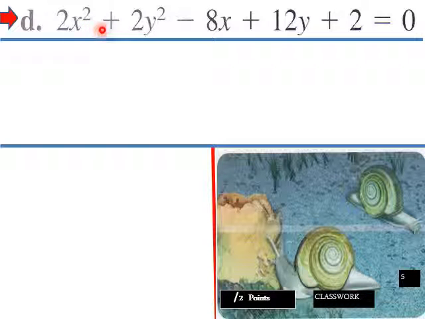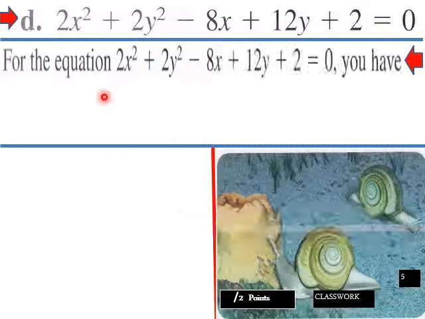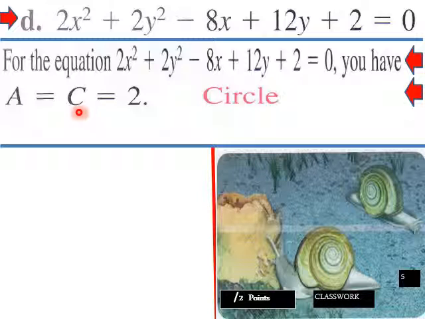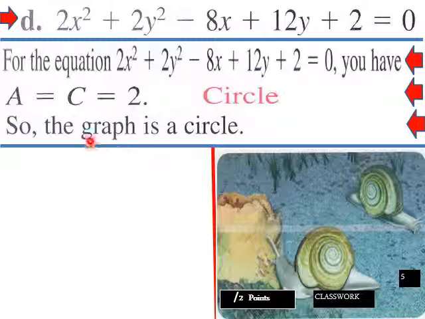And then D, 2x squared plus 2y squared minus 8x plus 12y plus 2 equals 0. For this equation, you have A equals C, which equals 2. So A equals C here. So A equals C equals 2 is a circle. So the graph is a circle in this situation here.